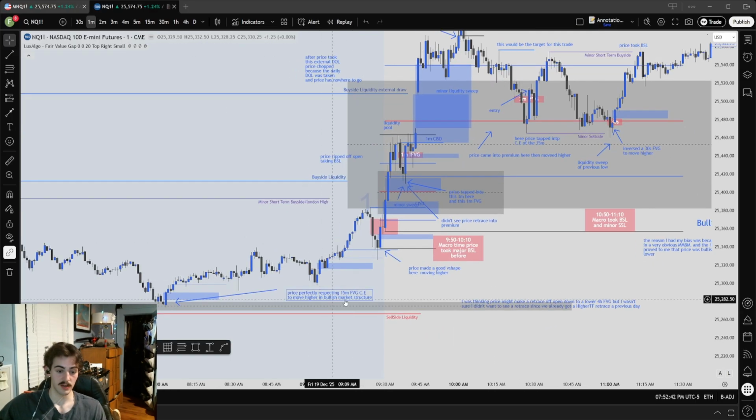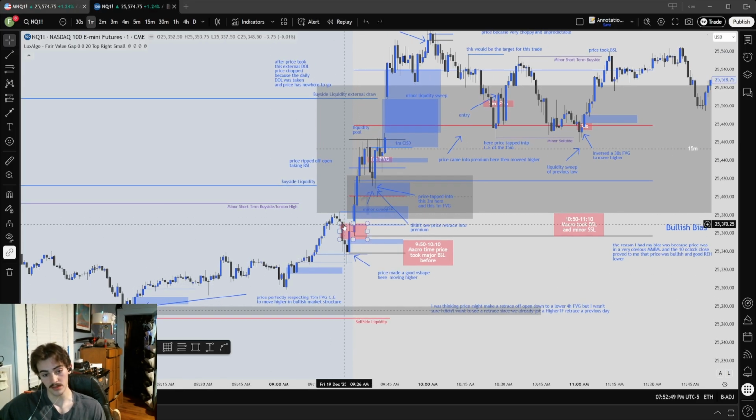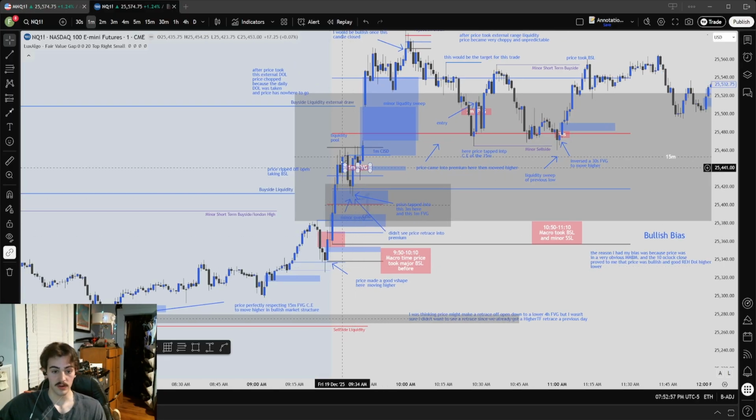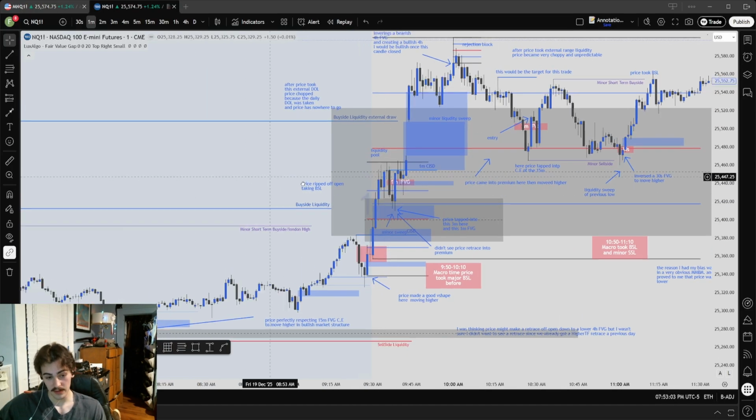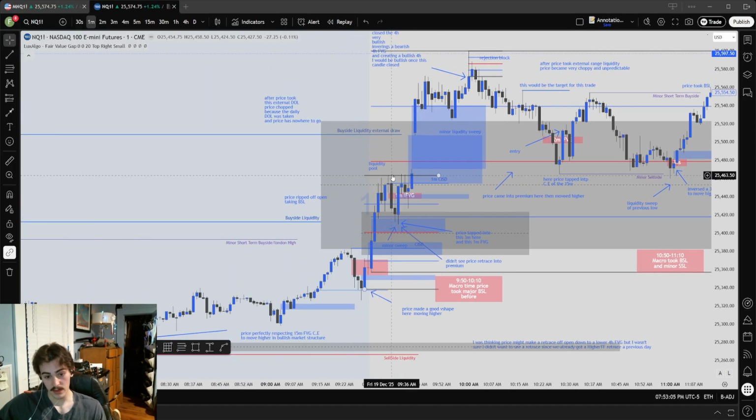So right here we have price perfectly respecting consequent encroachment, moving higher. We're in bullish market structure. Market opened, very nice V-shaped recovery here, respecting a 1 minute. We have CISD. We have price running higher. We took this relative equal high buy side liquidity. Then we chop after taking liquidity. We make a liquidity pool here to go higher. This is obviously going to get taken.